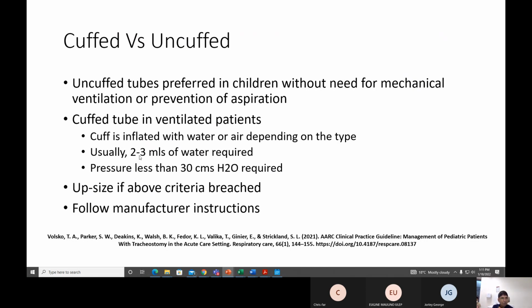If you're using water, usually only 2 to 3 ml of water is required. If you're having to put more water or inflate it above 30 centimeters of pressure to prevent the leak, then you should consider upsizing the tracheostomy. That means you go up one size. If you have a 3 cuffed, go up to 3.5 cuffed. It's also important to follow manufacturer instructions when you're managing the cuff. So if the manufacturer recommends you inflate it with water, please do so. Okay.